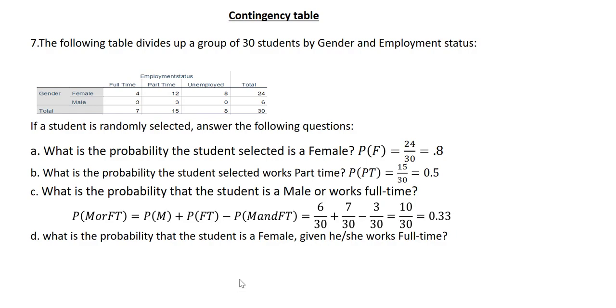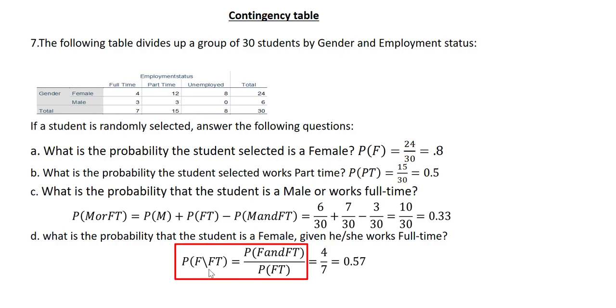Then what is the probability that the student is a female given he or she works full-time? Here we're going to be using the conditional probability. The probability they are female given they are full-time. So we have the probability of female and full-time divided by the probability of full-time. So the number that's female and full-time will be 4 out of the grand total of 30. And the number of full-time will be the total 7 out of 30. So the 30 will drop out in the numerator and the denominator. And we have 4 out of 7, which is 0.57.